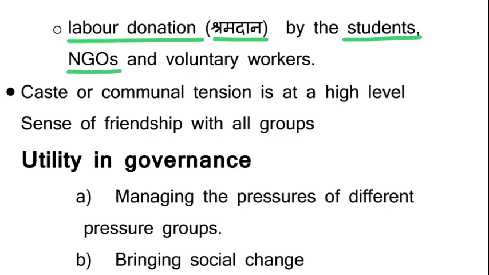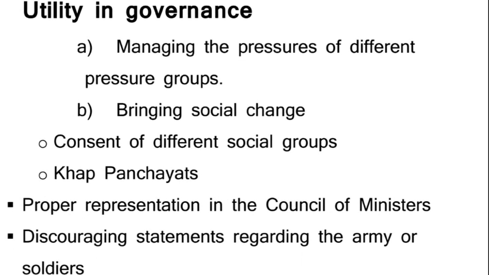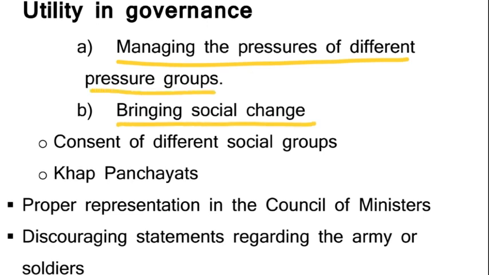Utility in governance. The need and utility of emotional intelligence in administration and governance is as follows. All the benefits of emotional intelligence in civil service are also received in politics and governance. Managing the pressures of different pressure groups. Bringing social change in such a way that social groups do not get stressed by it. Change becomes easy. For example, instead of bringing the civil code at once, try to bring it with the consent of different social groups, as an alternative instead of mandatory, so that the families who want to accept it will accept it and the rest go the traditional way.